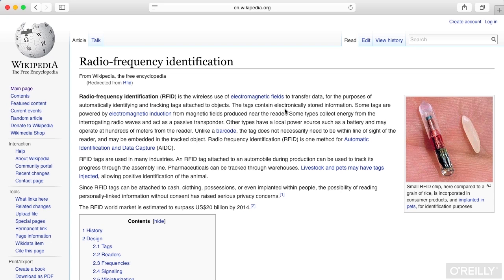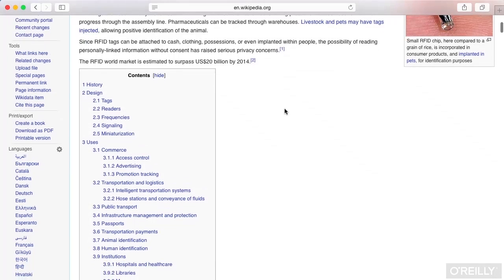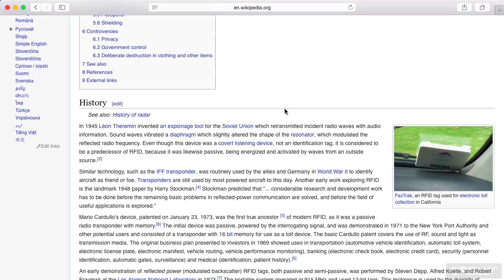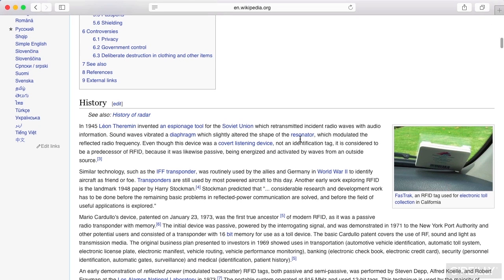RFID is radio frequency identification. It is a use of electromagnetic fields in order to get data from one thing to another. With RFID, you're probably using it a lot more regularly than perhaps you are aware of. If you are using a tag in order to bypass toll booths with one of these little devices here that you may find in a number of locations, then you are actually using RFID.